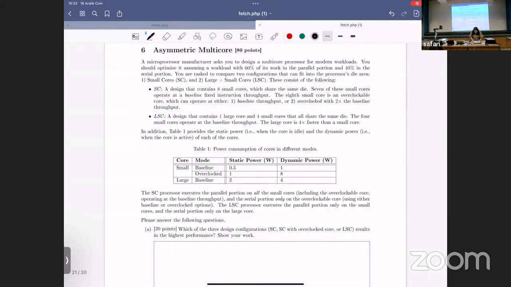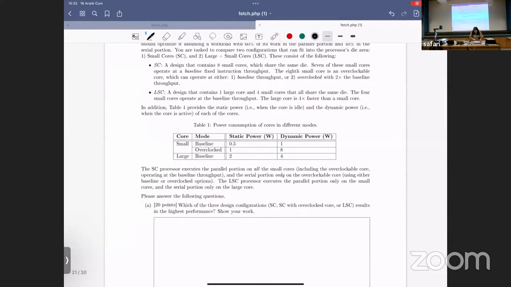Okay, in addition, table 1 provides the static power for when the core is idle and the dynamic power for when the core is active for each of these cores. So let's take a look at the table. For small cores, we have the 2 cases, baseline and overclocked. And then we have this large core. So it covers all the cases. We'll get back to this table when we need it.